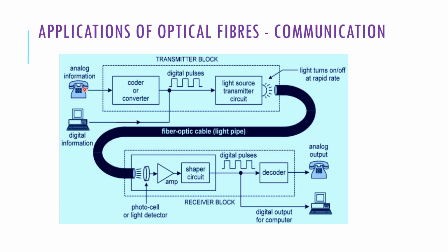This is the transmitter, that is the caller's end. He gives the information in an analog manner, how we speak, that is in the analog form. That is getting converted here. It is a coder, so it will get converted to digital pulses. These are going to be generated here, and that will be sent to the light source transmitter circuit, where this will become optical signals. These optical signals are going to enter into the optical fiber.